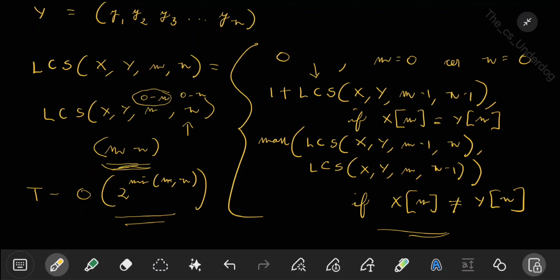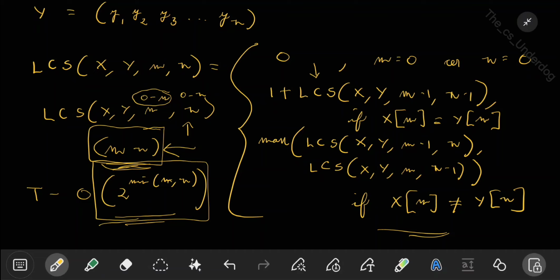How did we understand? Because the total number of different recursive calls is order of m into n, but we know we have a total of 2 power n or 2 power m recursive calls. How is this possible? The only possibility is that many of these recursive calls are being made multiple times. So you are repeatedly calling the same problem. This is when you have to think about dynamic programming.